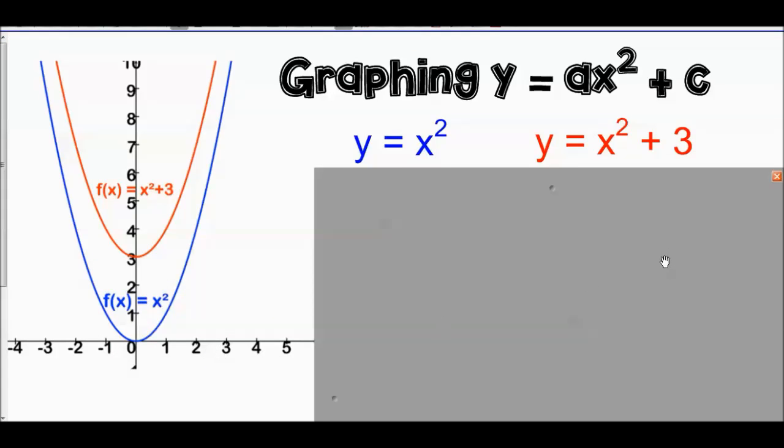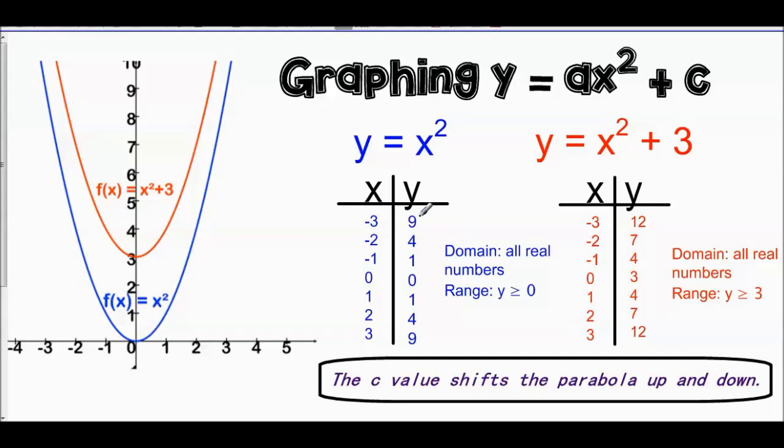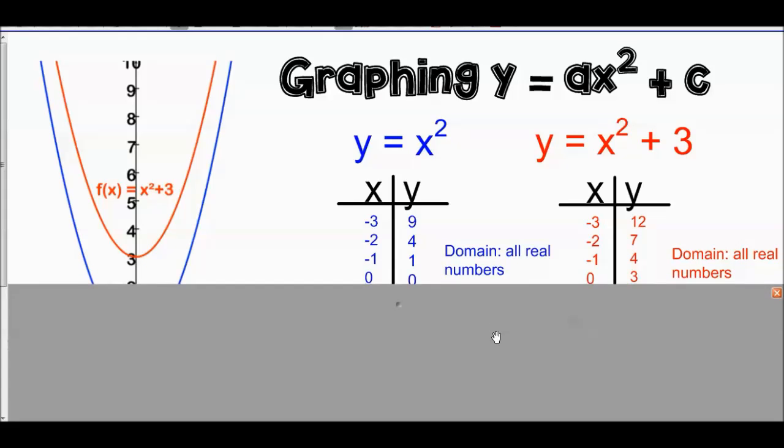So let's see how the c value affects it. In red, you have f of x or y equals x squared plus 3. And in blue, we have the parent function y equals x squared. As you can see, this red one, it's about the same width. It's just shifted up. So here's kind of a conclusion that we can make here. Let's put this back down here.